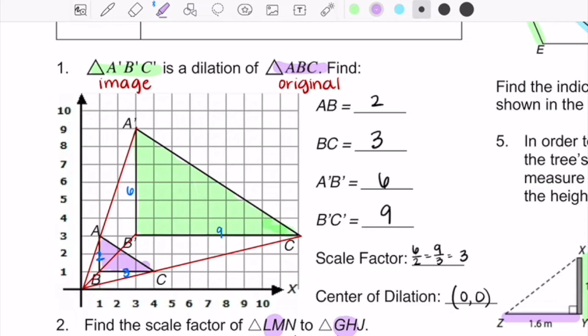So to find the scale factor, I'll take the green and divide it by the purple. And you've got to match up the sides. It doesn't matter which ones you match up. So green divided by purple on the corresponding side. 6/2 is the same thing as 9/3. When you divide those, you get 3. So the scale factor here is 3. The center of dilation is the origin. It's the point 0, 0. And so in this dilation, the shape is getting larger.